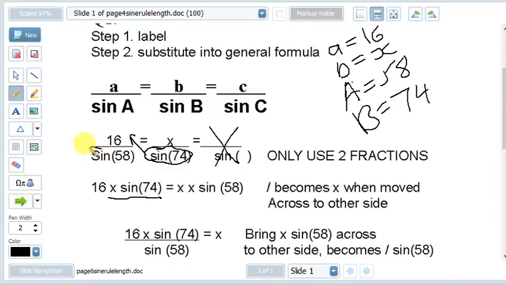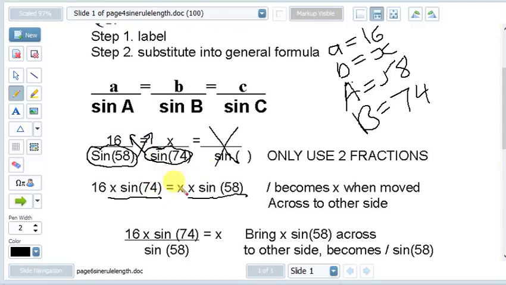Next one, we're dividing by sine of 58 on this side, so when we bring that across from the left hand side of the equal sign to the right hand side of the equal sign, it changes from a divide by sine of 58 to a times by sine of 58. Okay, so now you can see that we've got rid of those fractions by a method called cross multiplication.